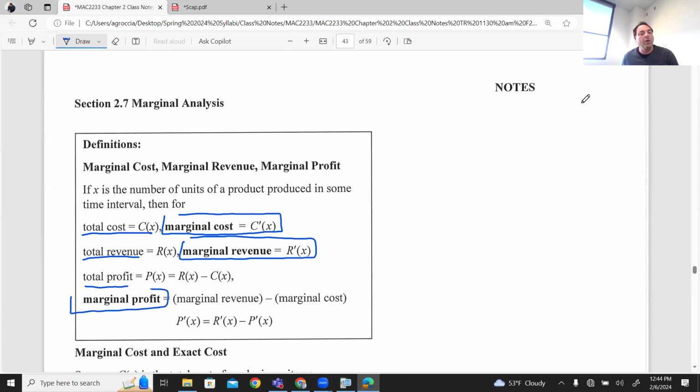So now we're taking the derivative of these things we've been doing, because I don't just want total cost. I want to know how the cost is changing. We're not just going to do revenue. I want to know how the revenue is changing. We're not just going to do profit. I want to know how the profit is changing.